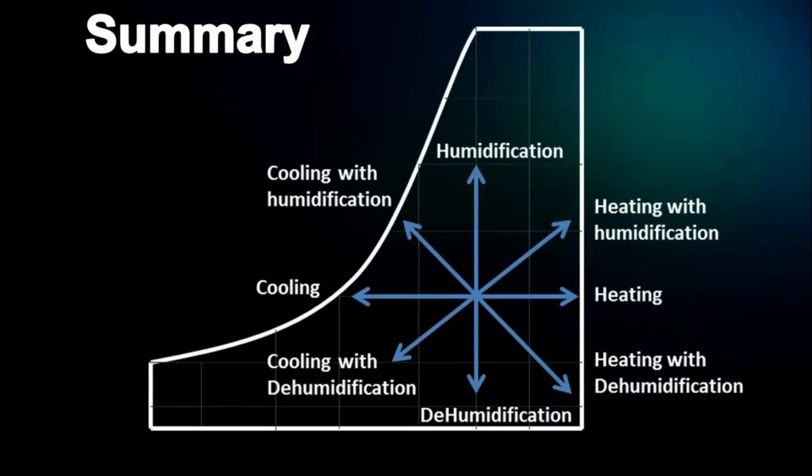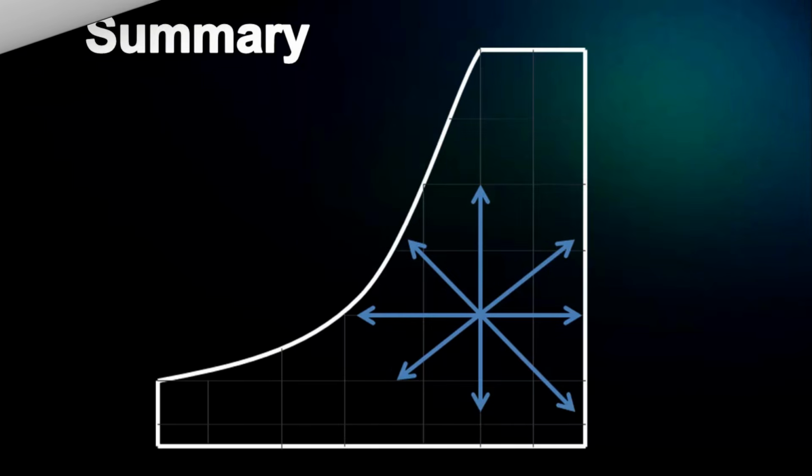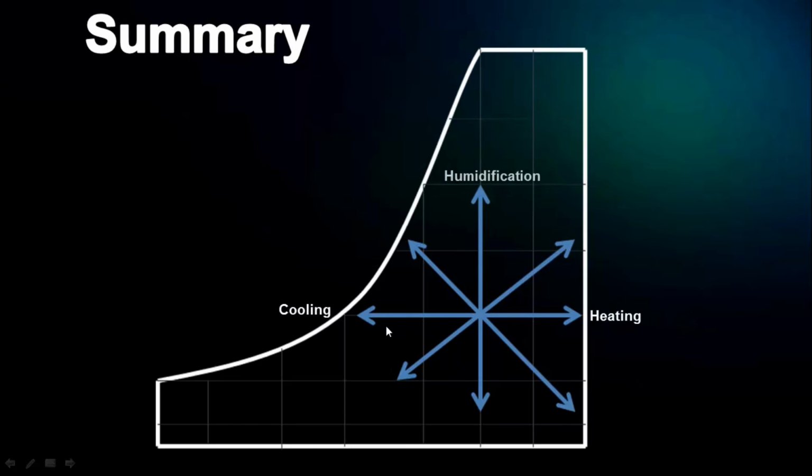In summary, let's have a look at all these processes and how to plot them on the psychrometric chart. Here, for example, heating is indicated by a horizontal line pointing towards the right. On the other hand, cooling is indicated by a horizontal line pointing towards the left. Humidification and dehumidification processes are indicated by a vertical line. Humidification pointing upward, whereas dehumidification pointing downward.